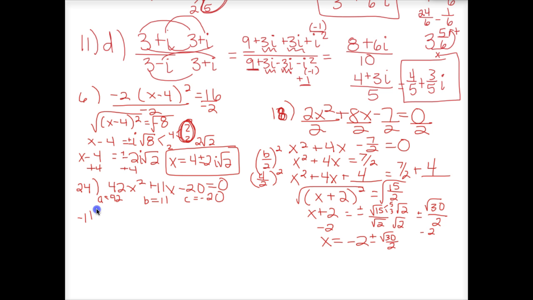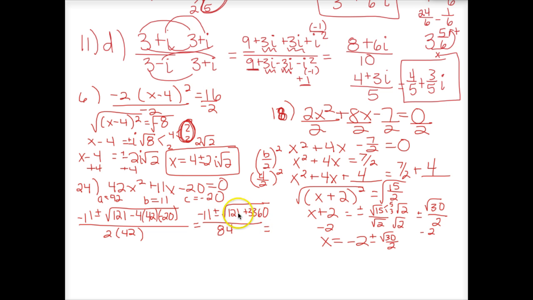So opposite of b plus or minus the square root of b squared, which is 121, minus 4 times a, which is 42, times c, which is negative 20. Please make sure you bring the signs with them, all divided by 2 times a. So simplifying, negative 4 times 42 times negative 20 is 3,360. So I've got negative 11 plus or minus square root 121. Again, a negative times a negative was a positive, so it's a positive 3360, all over 84.